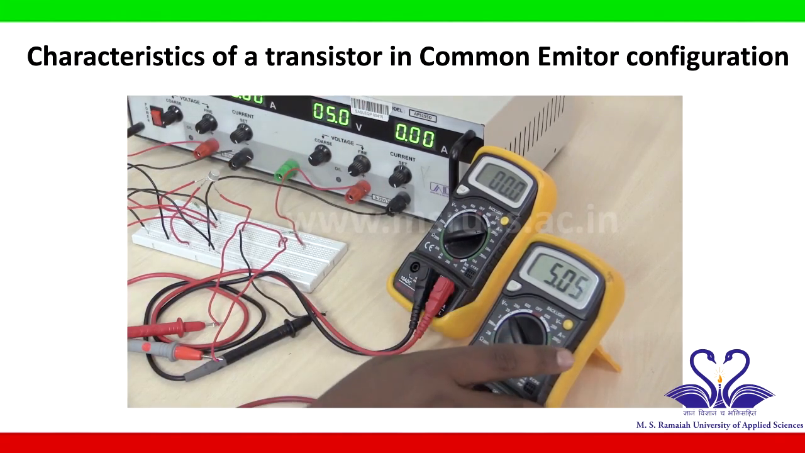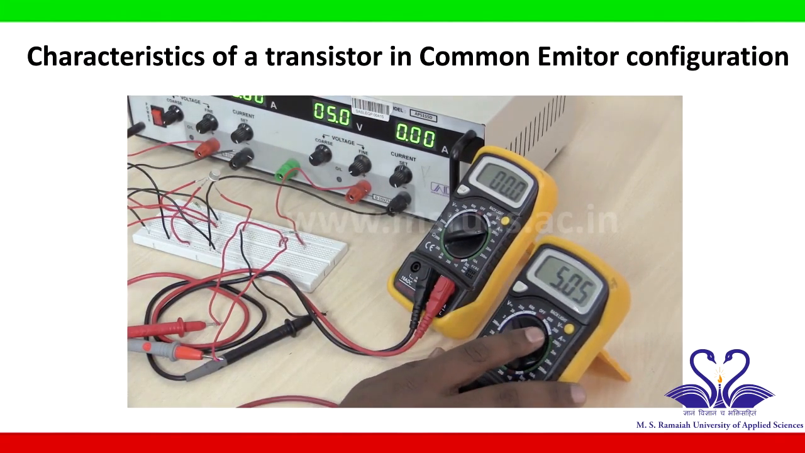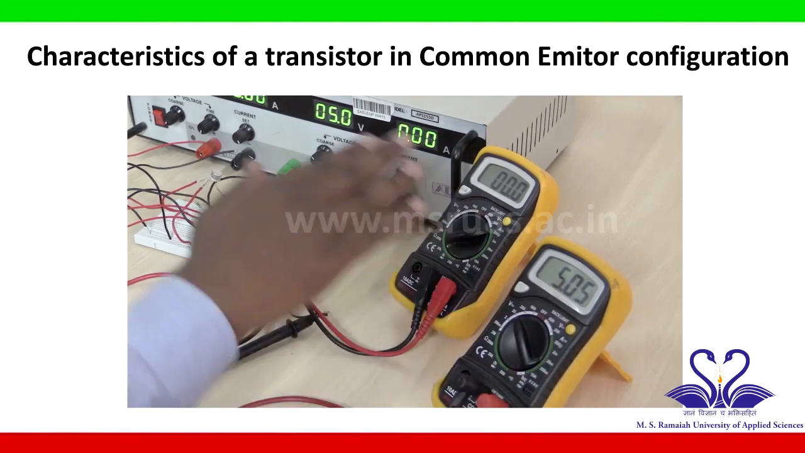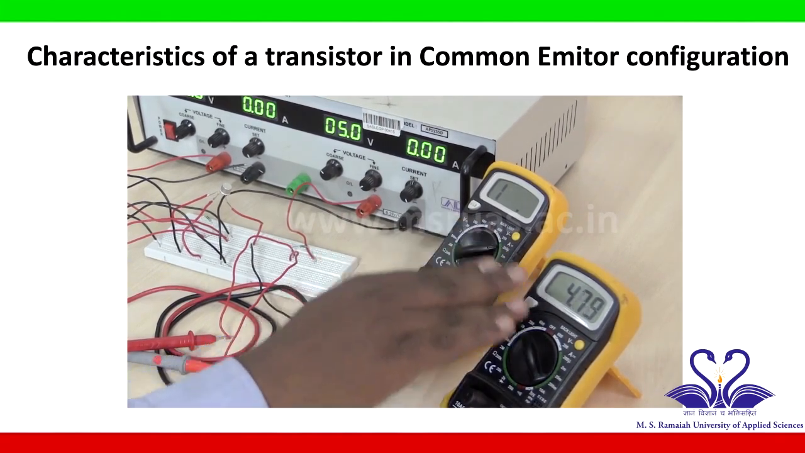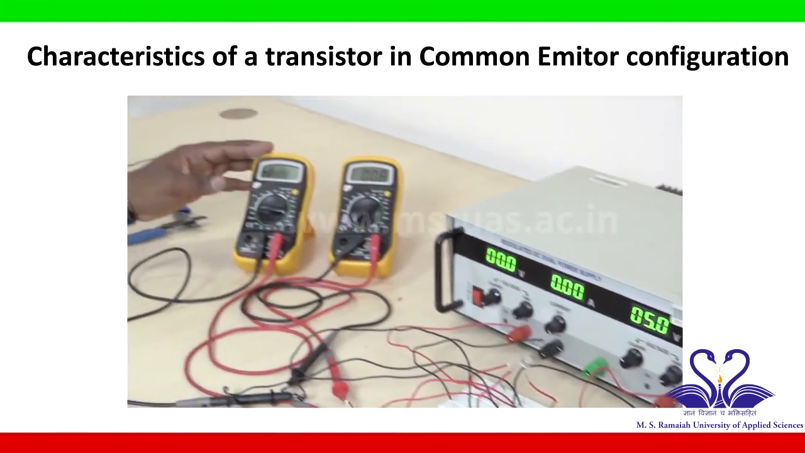Now we have a VC of 5 volt, almost 5 volt. Once you set this VC as 5 volt, don't vary VCC and don't touch the IC and VC. Again you come to the input side.